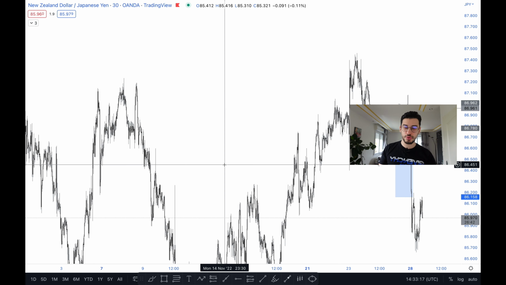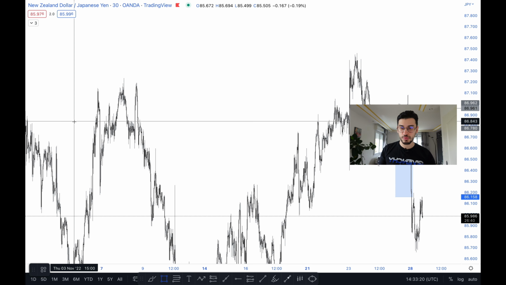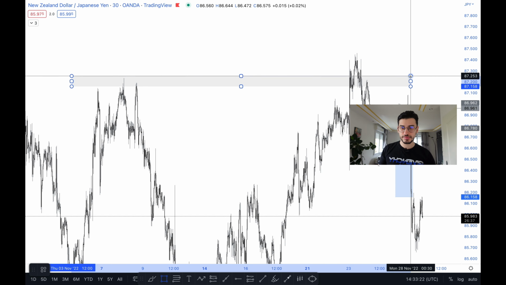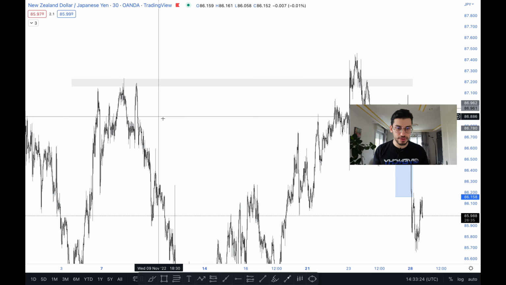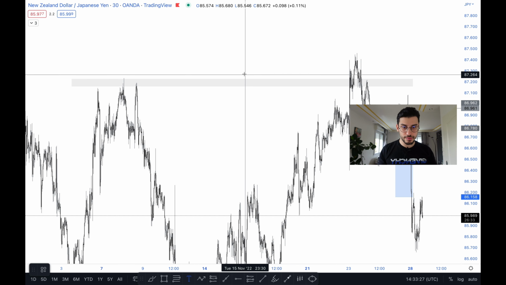Now, as the market was pushing through to the upside, right here, as you can see, we pushed up into this double top right here. We grabbed their stop losses. Let's call that goal A.